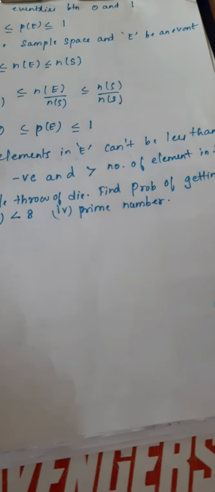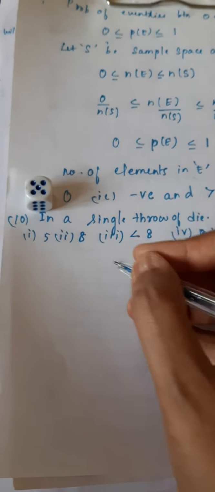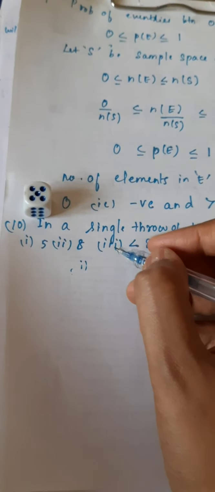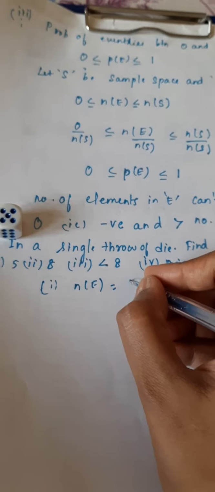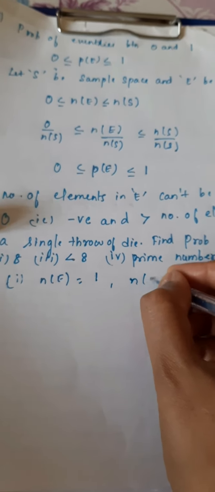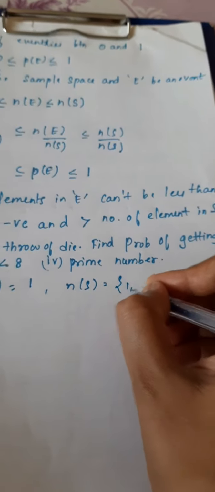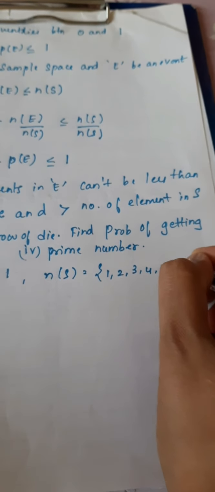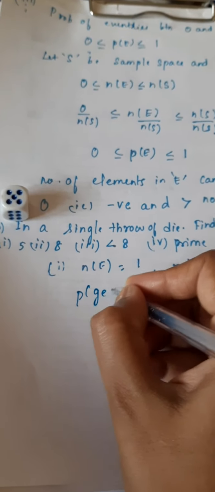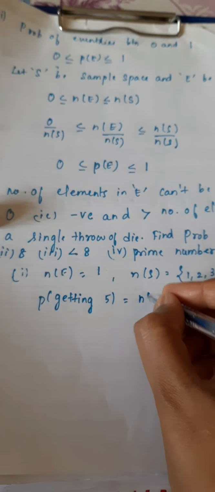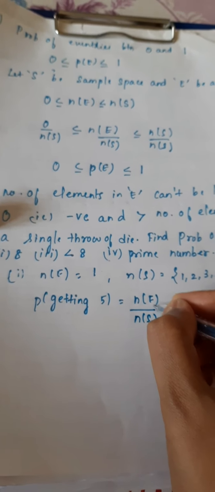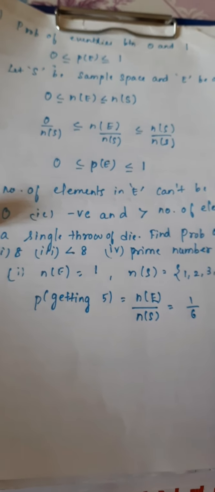Next question, if a die is thrown, find the probability of getting 5, 8, less than 8, prime number. So first is, we know when a single die is thrown, probability of getting 5 is only 1 out of 6. Sample space is 1, 2, 3, 4, 5, 6. So n of s is 6. So probability of getting 5 is equal to n of e by n of s. So that is 1 by 6.